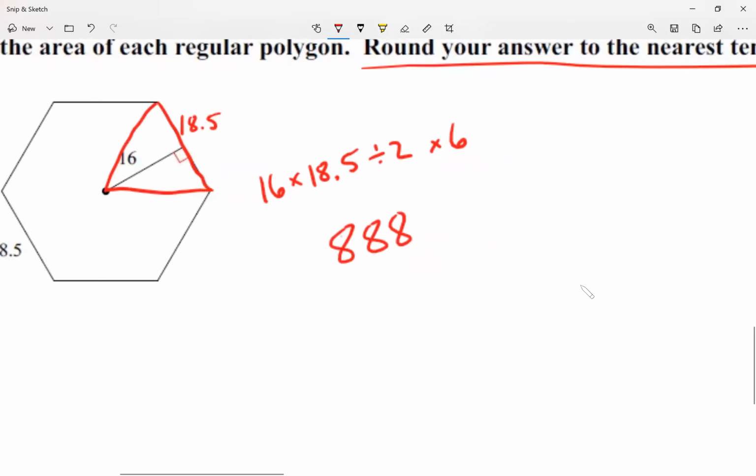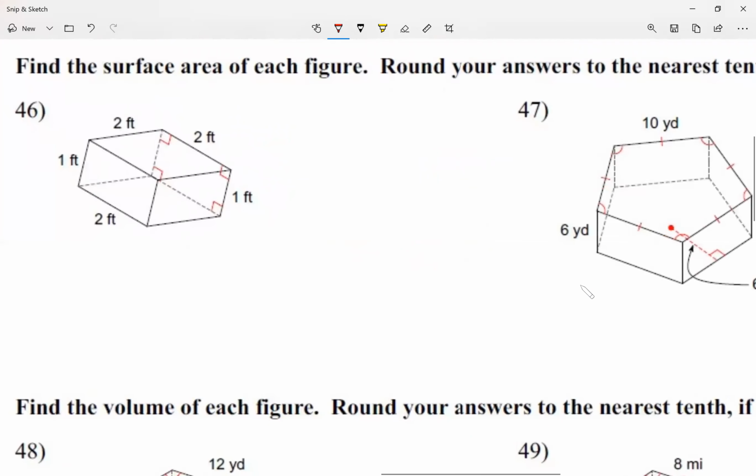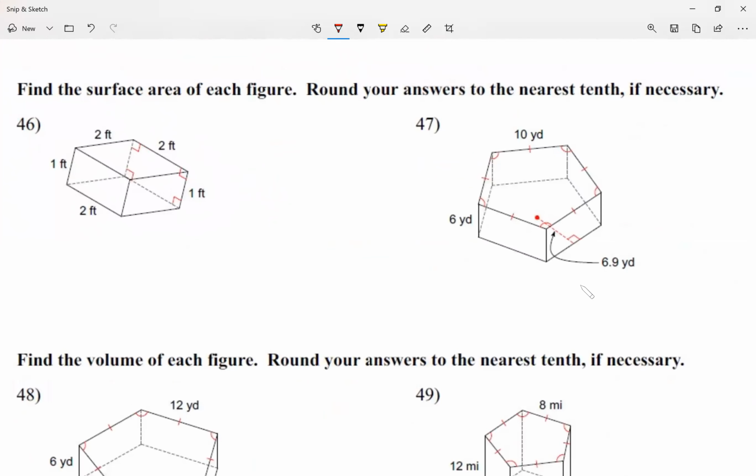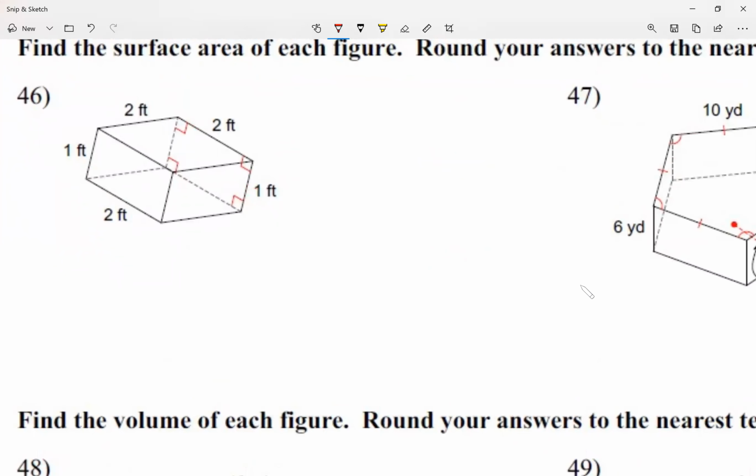Looking at number 46. My 46 is right here. Find the surface area. Round your answer to the nearest tenth if necessary. So if there's a decimal, round it to 1 decimal place. All right, so what I'm looking for, trying to find if there's a shape that is not a rectangle. Because if I can find a shape that is not a rectangle, that's the base. Sometimes I cannot because the base is still a rectangle. So I'm gonna go here.